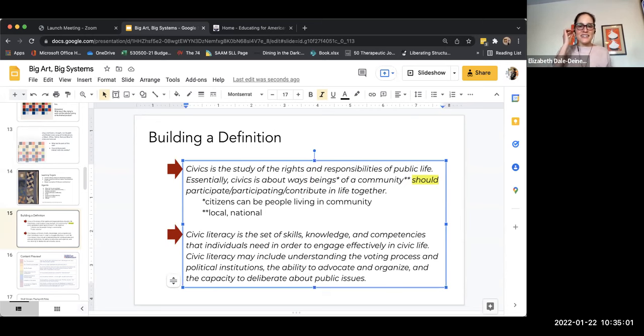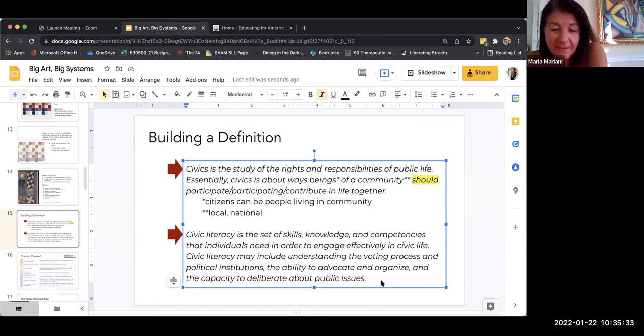So civic literacy is the set of skills, knowledge, and competencies that individuals need in order to engage effectively in civic life. Civic literacy may include understanding the voting process and political institutions, the ability to advocate and organize, and the capacity to deliberate about public issues. Tell me, is there something in there that you feel is missing, something about when we are participating in civic life that needs to be called out?